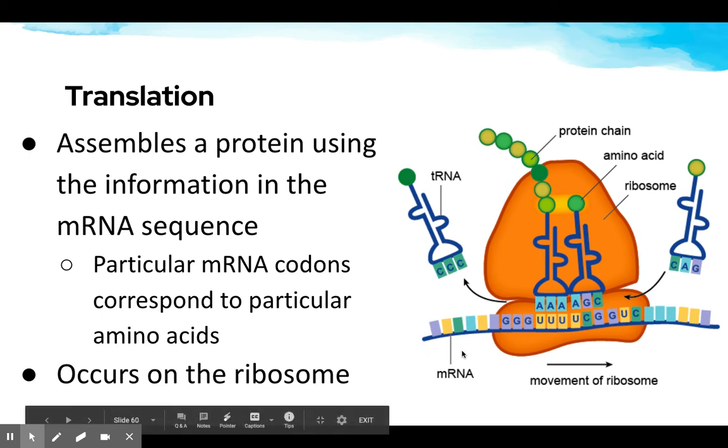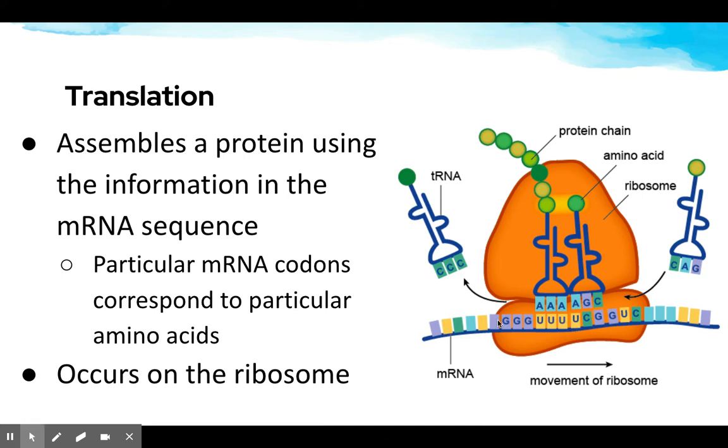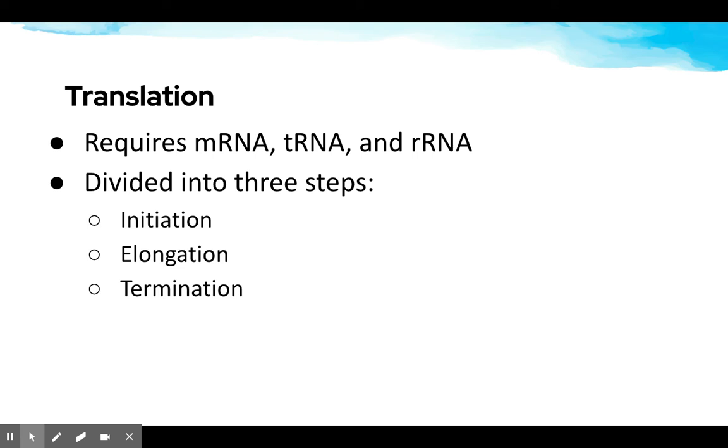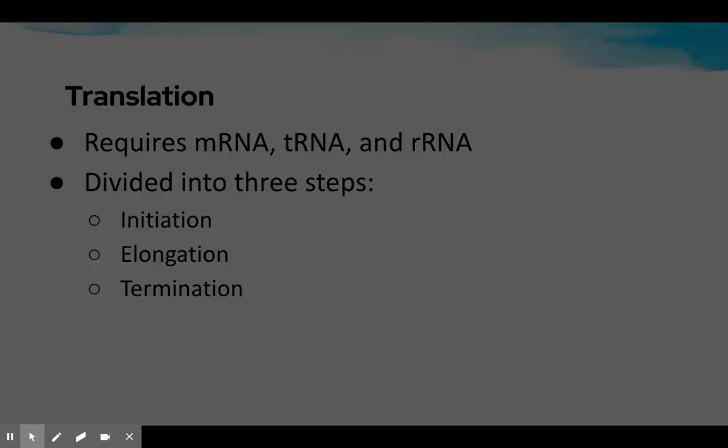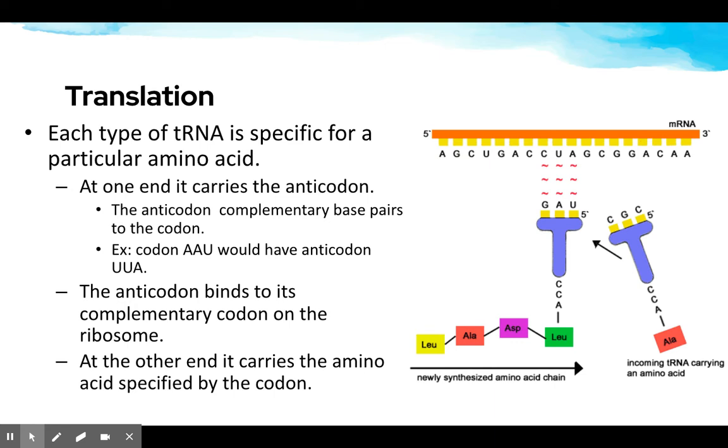So translation: our mRNA has exited the nucleus and is bound to this ribosome. As this mRNA strand moves through the ribosome, tRNAs are going to come in and add these amino acids together. And there's a specific way that this occurs. Before we get into the steps of translation, though, I think it's important to go over a couple of facets about the structure of some of these RNA molecules. If we're looking at tRNA, each one of these tRNA molecules is specific for a particular amino acid.